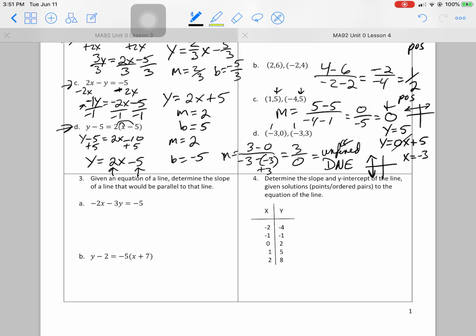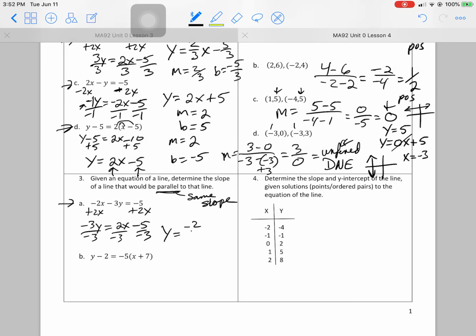Let's see, equation of the line, determine the slope of the line that would be parallel to the line. What do I need to know? I need to know that parallel slopes have the same slope. All right, so looking at this in standard form, I can't see what the slope is, so I need to turn this around by solving for y, getting y alone on one side, and putting it in slope-intercept form.